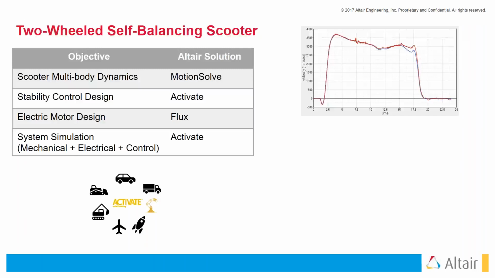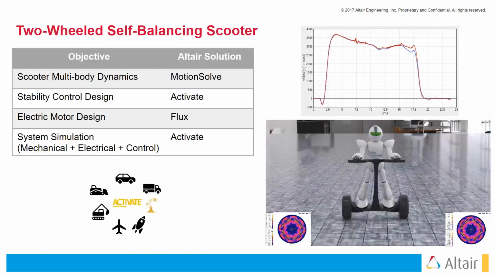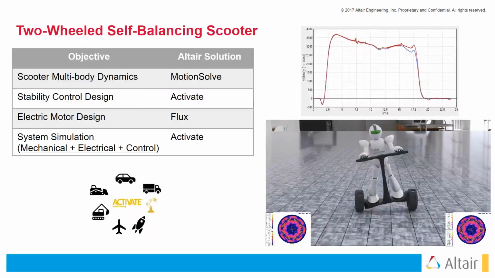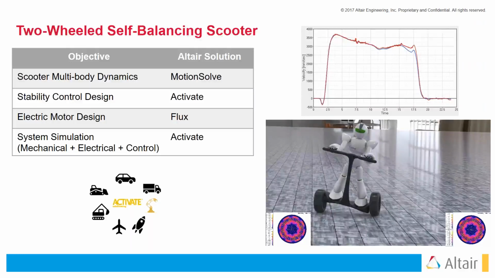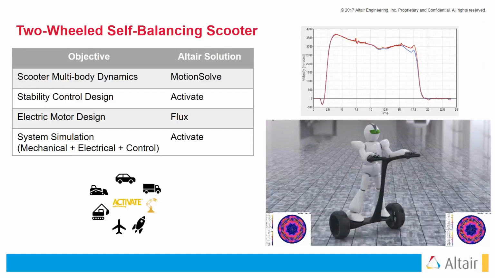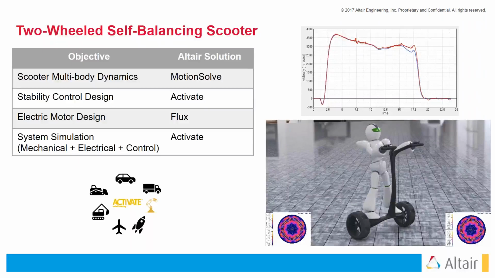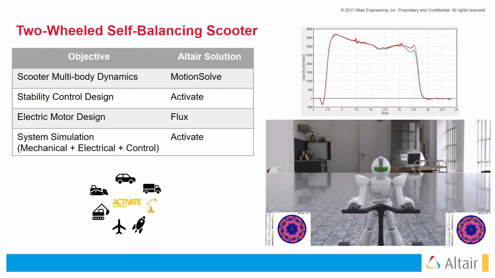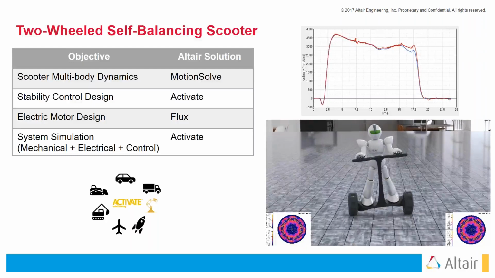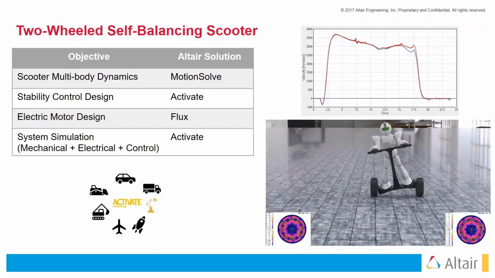Another example which I want to talk about is the two-wheeler Segway scooter. This has been done with our solvers. The entire plant model is done with MotionSolve, the multi-body dynamics. To design the motor, we have used Flux based on the speed-torque characteristics. What is the speed and torque you require to drive? We have done that with the physics solver, a finite element based solver. We've done the motor design.